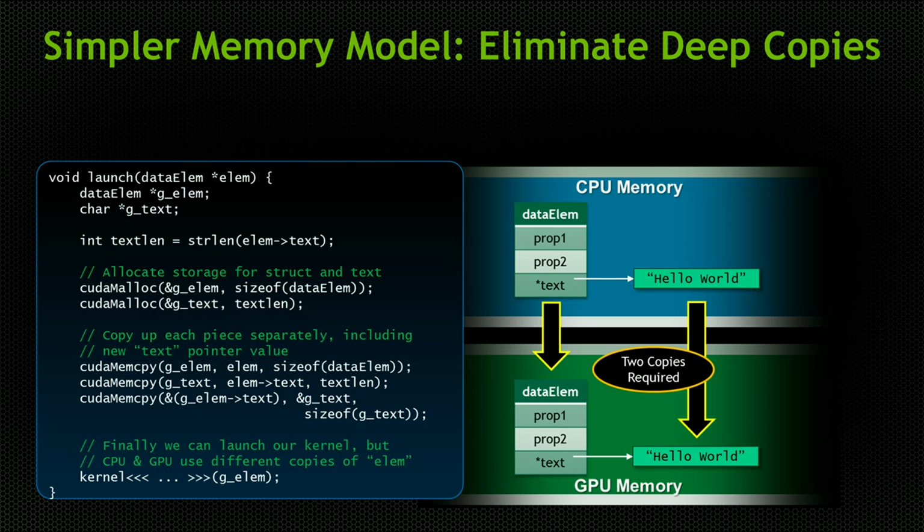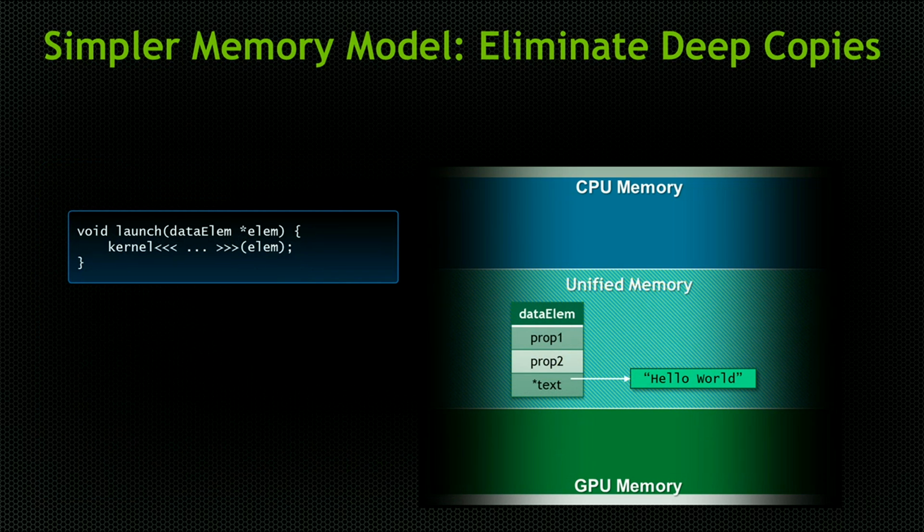But with unified memory, we just use cudaMallocManaged to allocate the structure and the string in the managed memory space, and then either the GPU or the CPU can access it. So all we do is call the kernel, passing it the struct. So it's a big simplification.